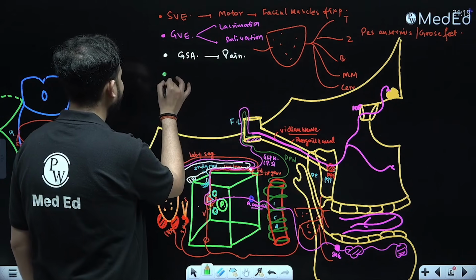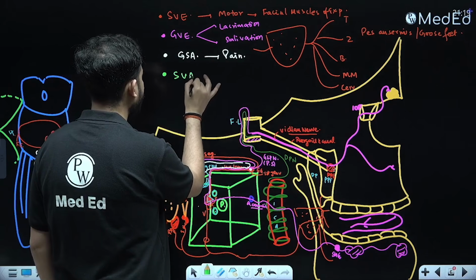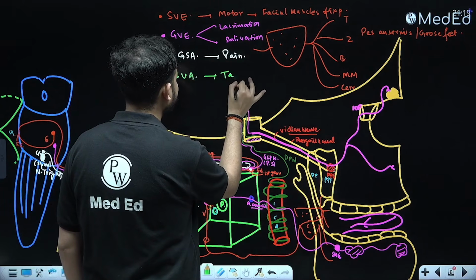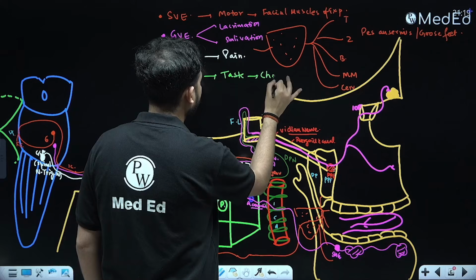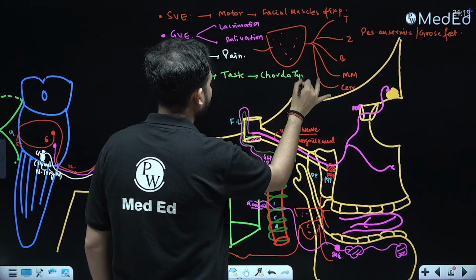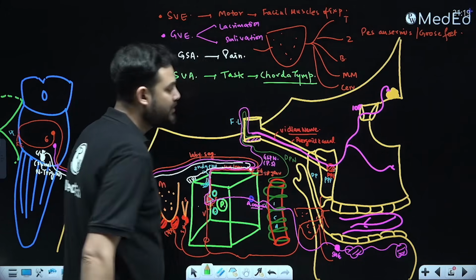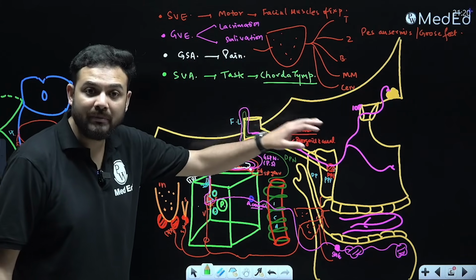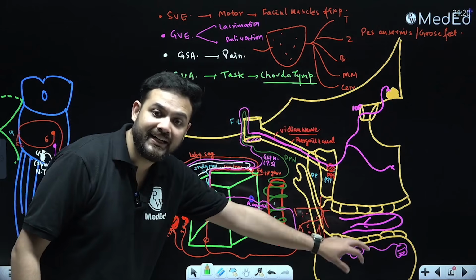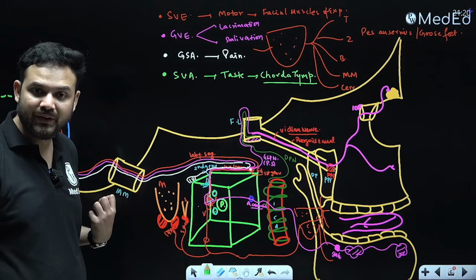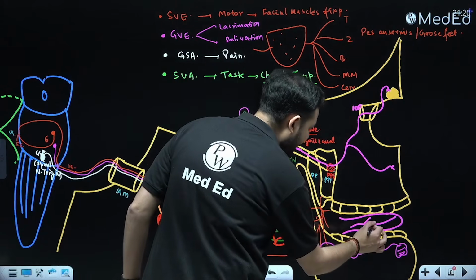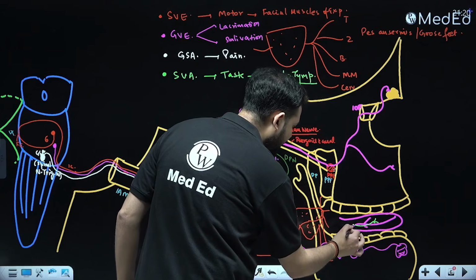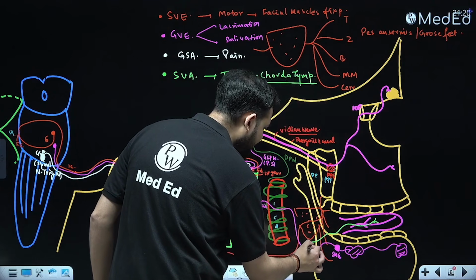So the most special thing to us, special visceral afferent, is taste sensation. We taste by a nerve called chorda tympani. So again, an important question. Chorda tympani is a branch of facial nerve. Chorda tympani carries the taste sensation from the anterior 2/3 of the tongue. Okay, so now what will happen? From the anterior 2/3 of the tongue, the chorda tympani fibers will go, right?